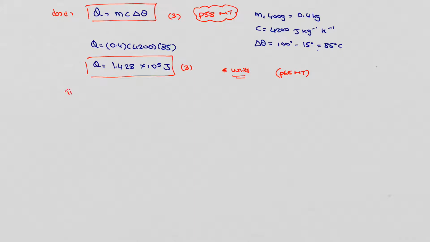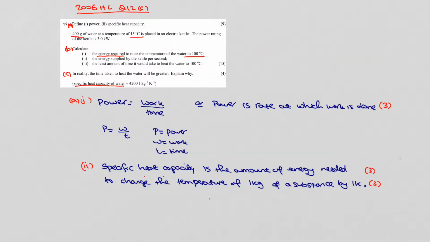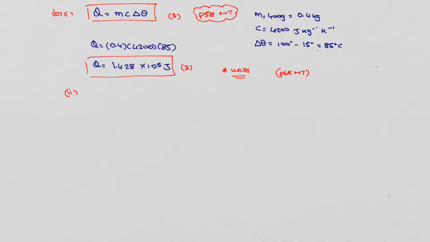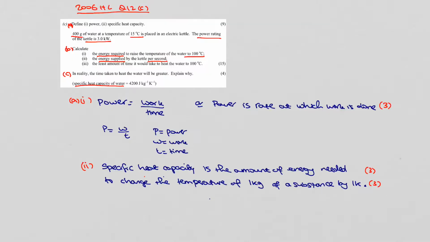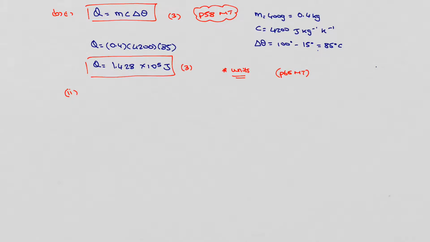Okay, so the second part of the question, let's go back to it. What do we want? Well, we want the energy supplied by the kettle per second. Now, if we look, we're told the power rating is 3 kilowatts. Okay, and you have to remember that power, we defined it here as rate at which work is done. In other words, work over time. In other words, energy over time. So the power rating of our kettle is 3 kilowatts. Okay, and what's 3 kilowatts? Well, that's 3,000 watts. And what is that? Well, that's basically 3,000 joules per second.